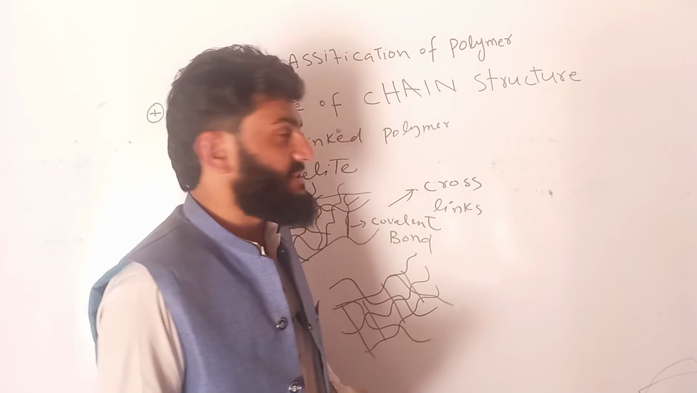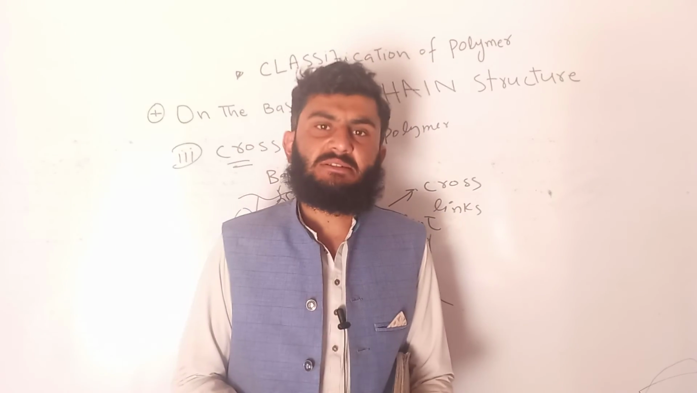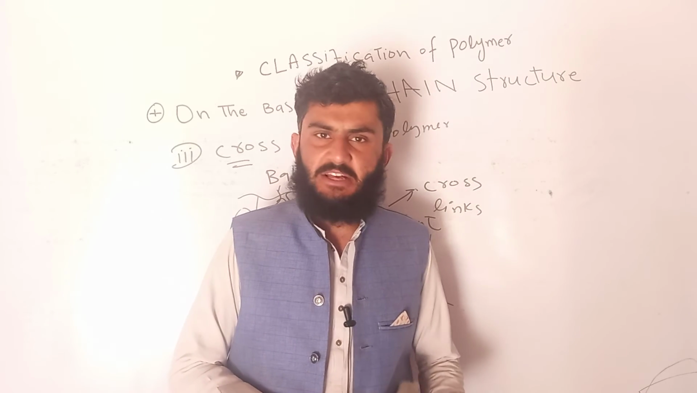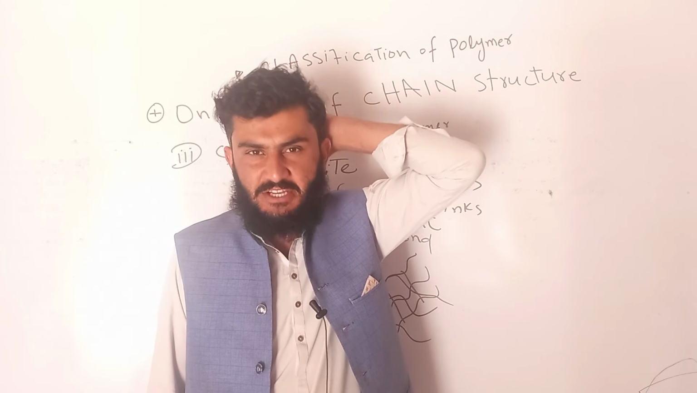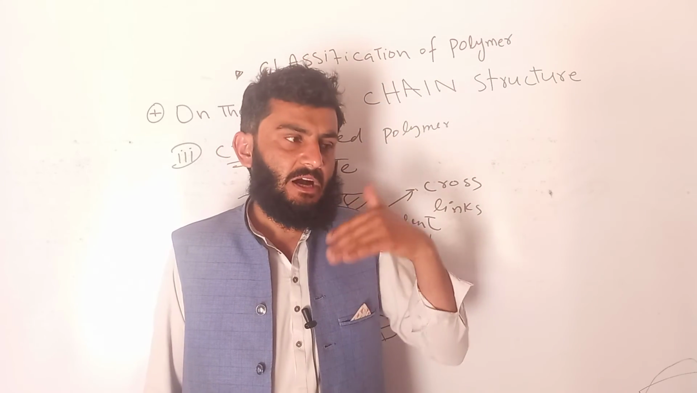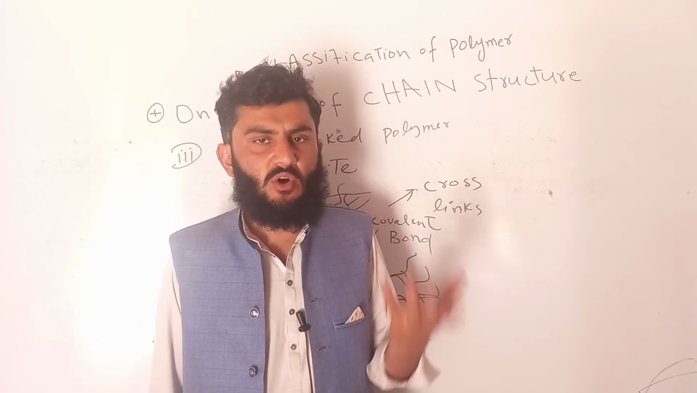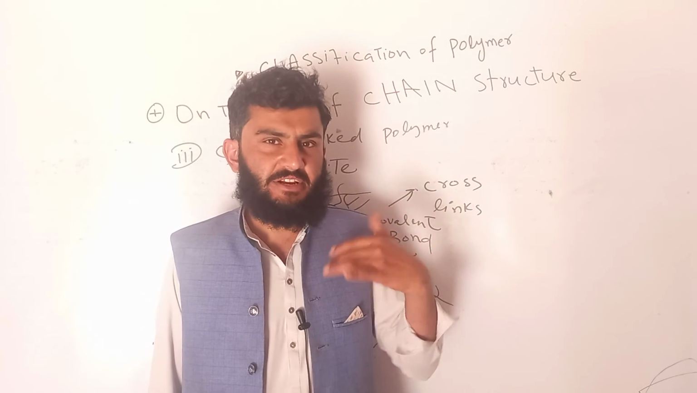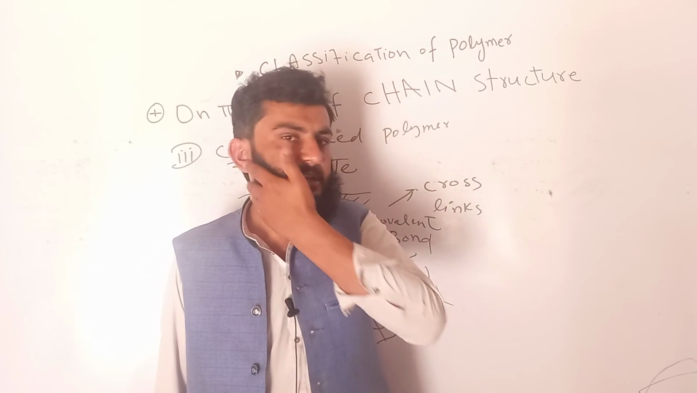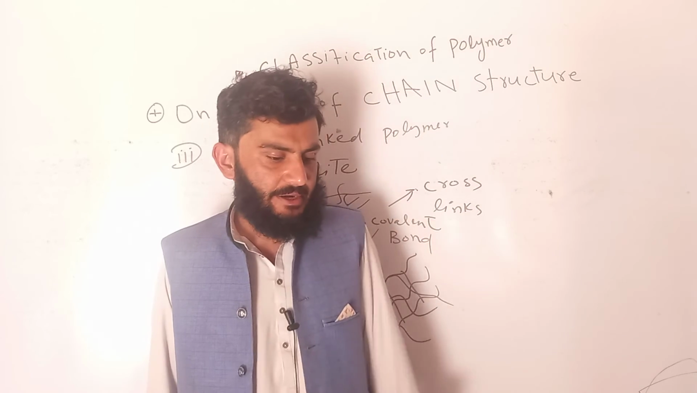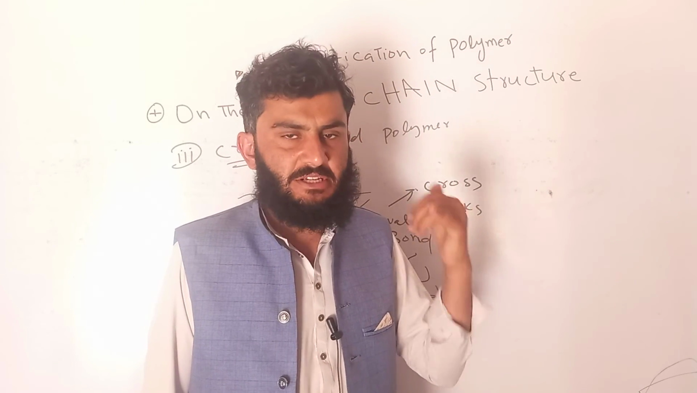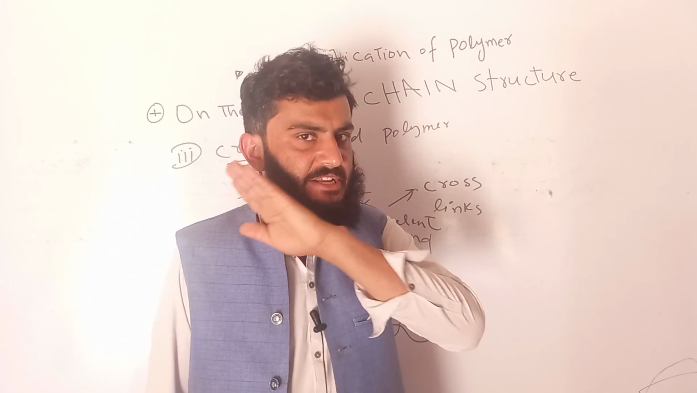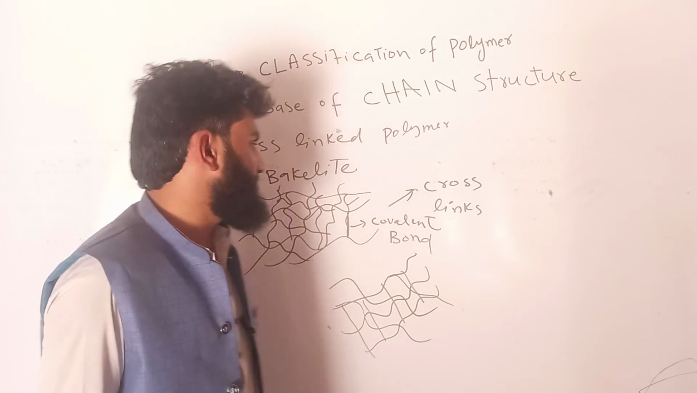So we have discussed number one, linear chain polymer. An example of a linear chain polymer is polyethylene, clear. Polyethylene has high density, high tensile strength and also a high melting point. In a linear chain polymer, the polymer chains are arranged linearly with respect to each other.